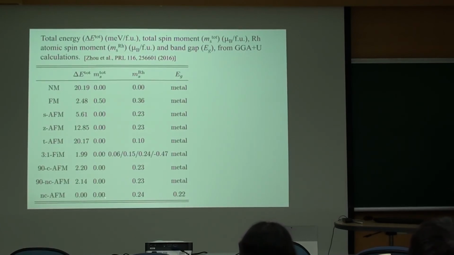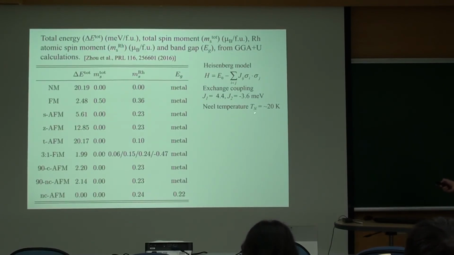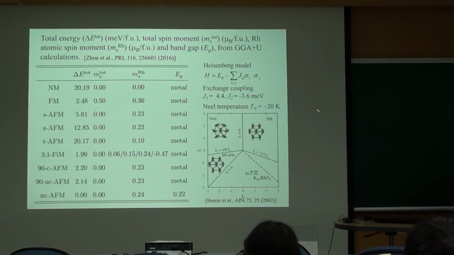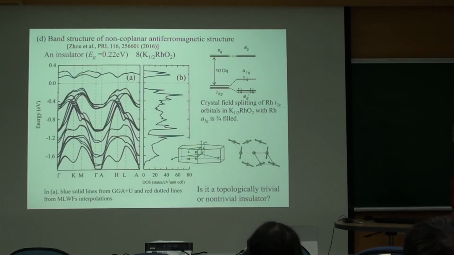This is a gigantic gap. And then of course, to understand that, we calculate J1, the first near neighbor exchange, and J2, the second near neighbor exchange. According to classical Monte Carlo simulation, we found that this J1 over J2 is within the non-collinear magnetic regime of this expression. Now the question is, we found a magnetic insulator. What's the nature of the gap?